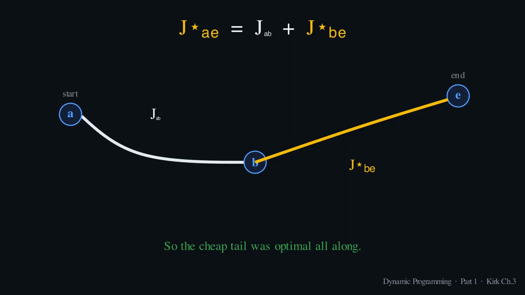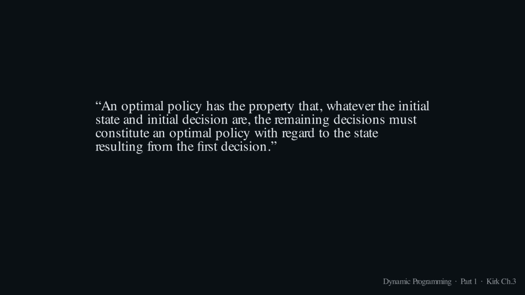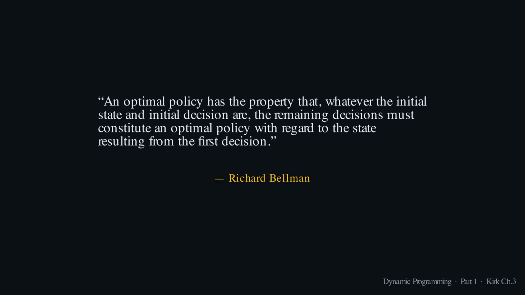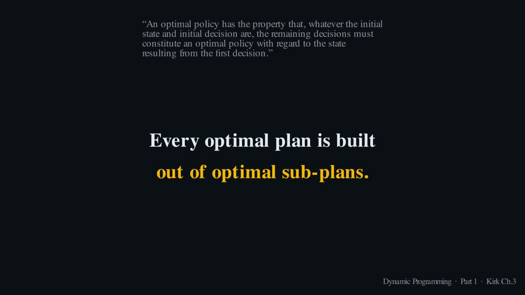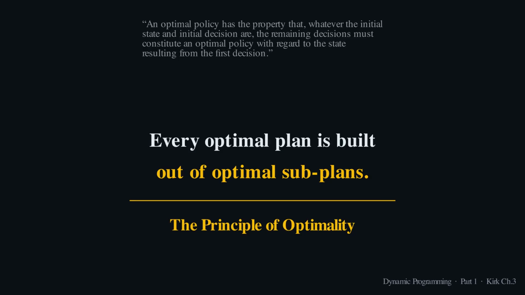Bellman said it like this: an optimal policy has the property that whatever the initial state and initial decision are, the remaining decisions must form an optimal policy with regard to the state resulting from the first decision. Read it twice. Every optimal plan is built out of optimal subplans. That is the principle of optimality.